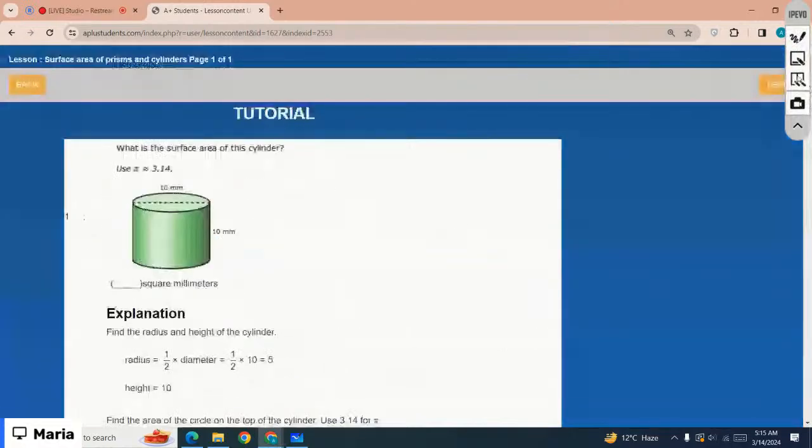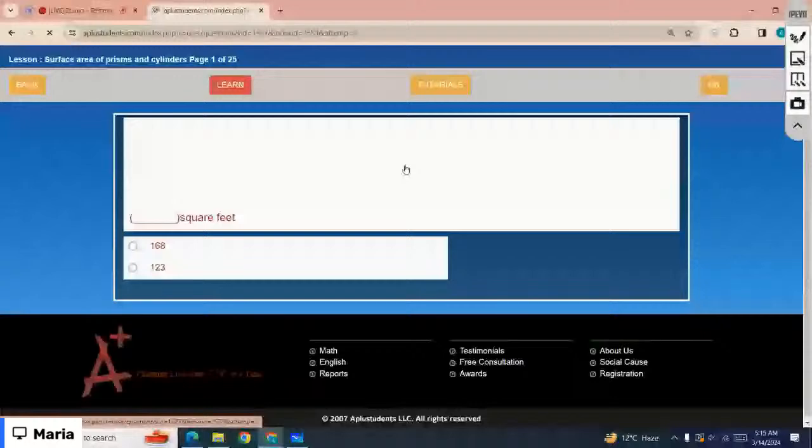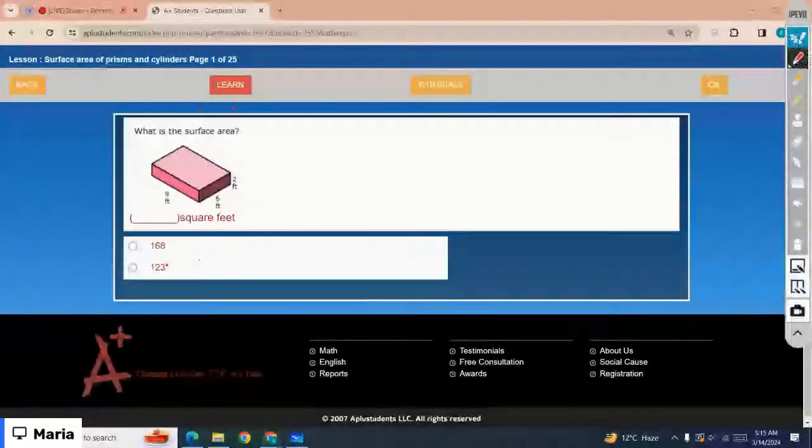They are already solved. So let's just do practice questions. What is the surface area? You are given a rectangular prism. You need to calculate the surface area. First, let's understand the faces. The rectangular prism is exactly the same as your box, right?